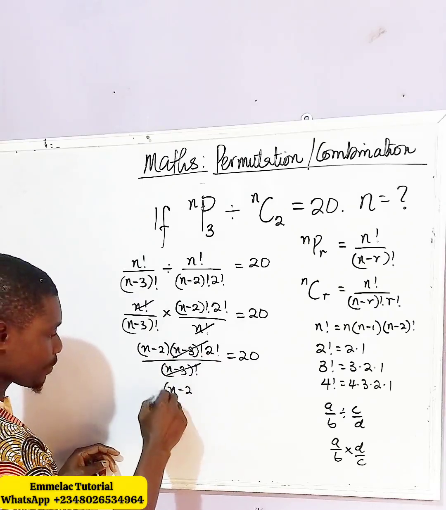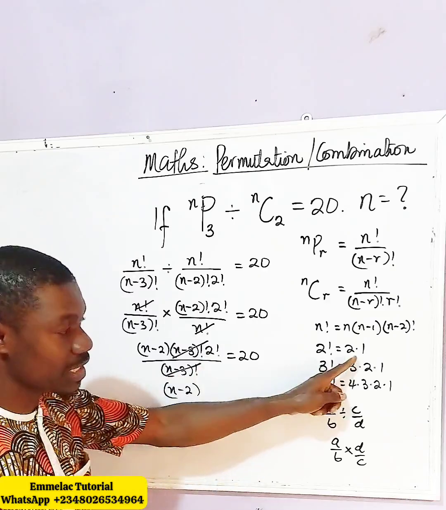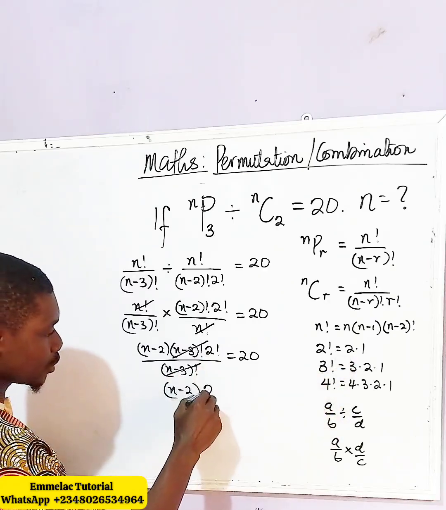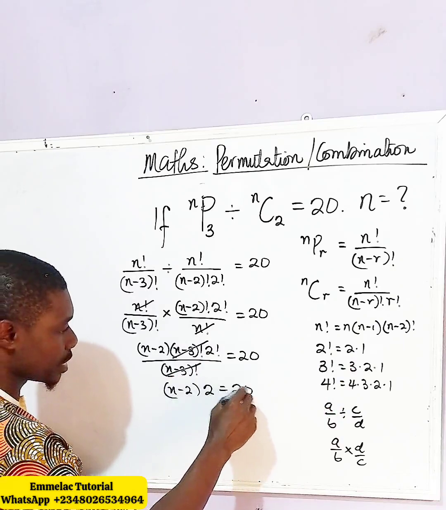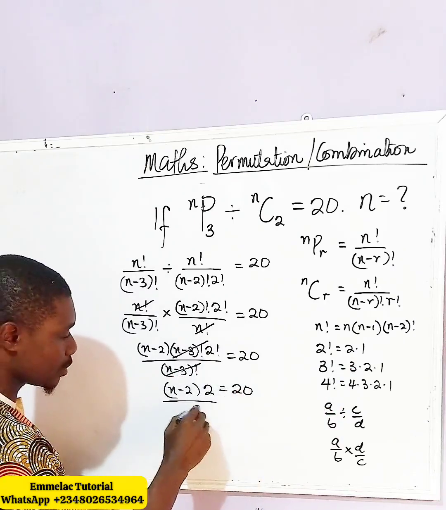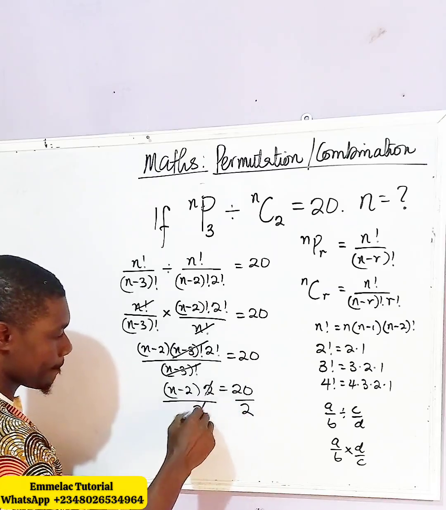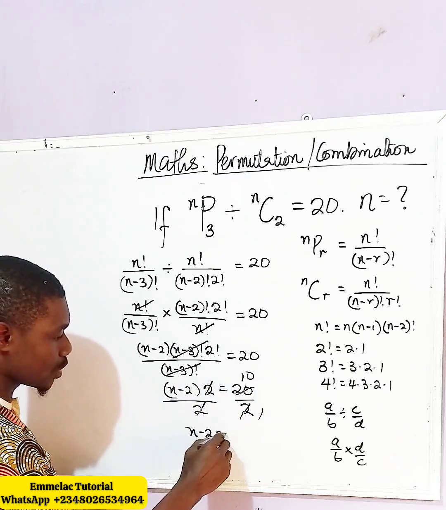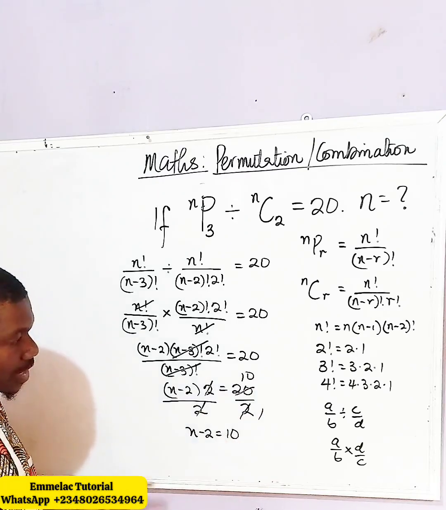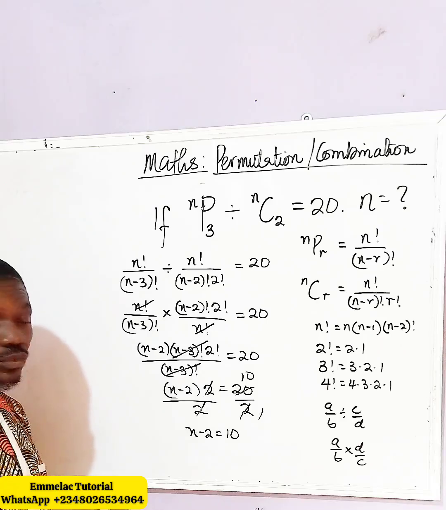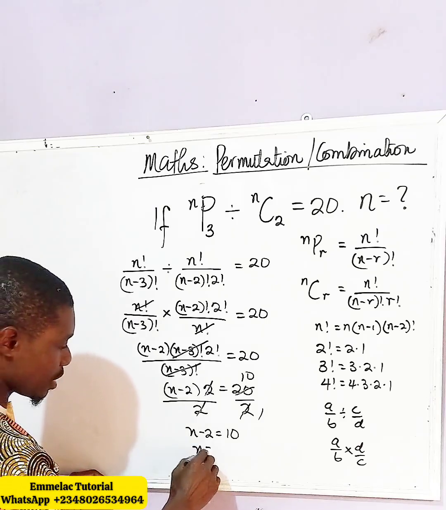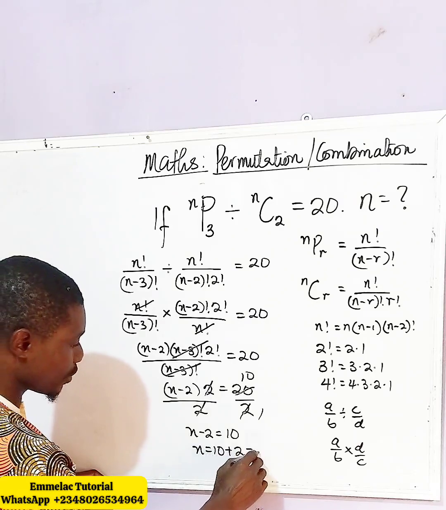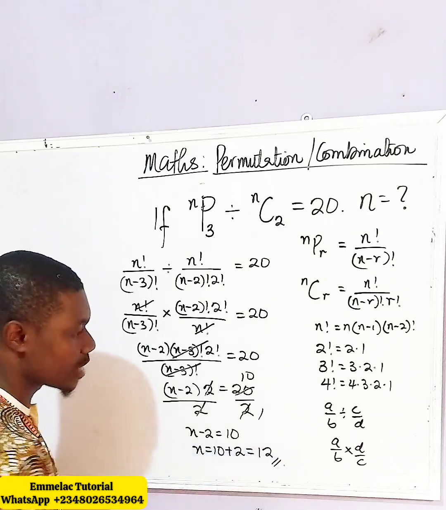n minus 2. Now 2 factorial, as I said, is 2, giving us 2 equals 20. Okay, now let's divide both sides by 2. 2 divided by 2 is 1, 20 divided by 2 is 10. So here you have n minus 2 equals 10. Okay, now let us add 2 to both sides. So n will then give us 10 plus 2, giving us 12 as the final answer.